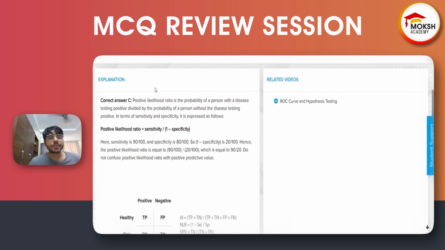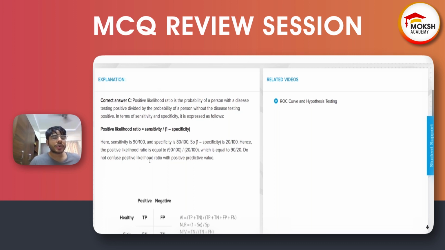Positive likelihood ratio is the probability of person with a disease testing positive divided by a probability of person without a disease testing positive. In terms of sensitivity and specificity, it is expressed as sensitivity upon 1 minus specificity. Sensitivity is 90 upon 100 and specificity is 80 upon 100. So 1 minus specificity is 20 upon 100. Hence, positive likelihood ratio is equal to 90 upon 20.